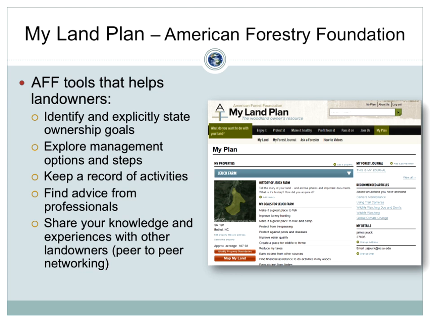So the American Forest Foundation has created this really neat website, My Land Plan. It's really easy to get to. All you do is you type in My Land Plan and Google that, or mylandplan.org, and it gets you right to the website. What it allows you to do is to identify and explicitly state your ownership goals, explore management options and steps, keep a record of activities, find advice from professionals, and also do peer-to-peer knowledge sharing, which is really neat. I think that's one of the real benefits of it: you can talk to other people who have the same goals and aspirations as you do for land management.